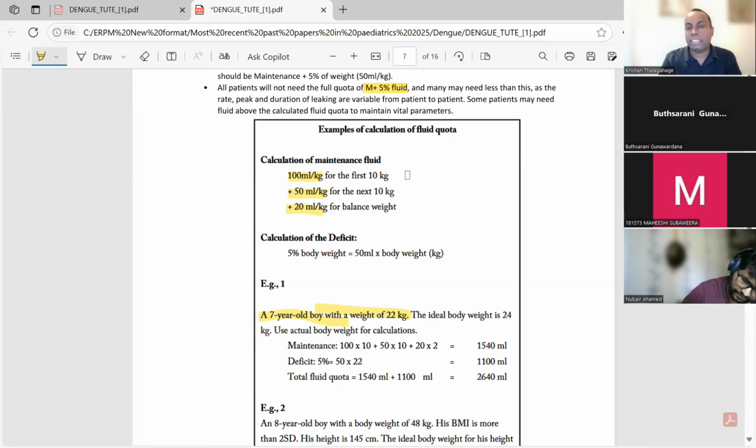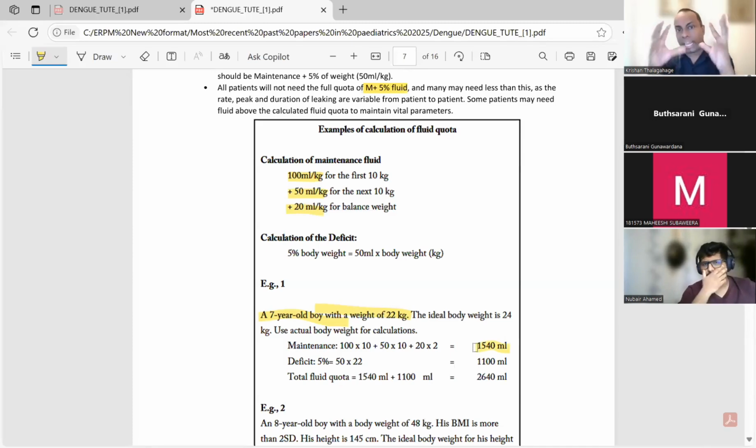First 10 kilos, 100 milliliters per kilo. How much will that be? 1000. First 10 kilos, 1 kilo is 100, so 1000 milliliters. Next 10 kilos, 500. Then how many more kilos are left? 2 kilos. Remaining 2 kilos, 20 into 2, 40. So that is 1000 plus 500 plus 40, which is 1540. Was that understood? That is the maintenance.